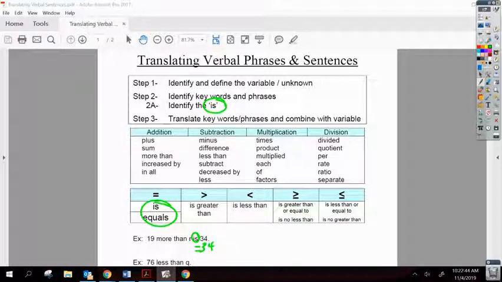Some keywords for addition: plus, some more than, increase by, in all. Sum is one of the keywords. Subtraction is tricky. This is by far the most important one that you need to know. Less than. Less than means subtract, but it also means switch the order.